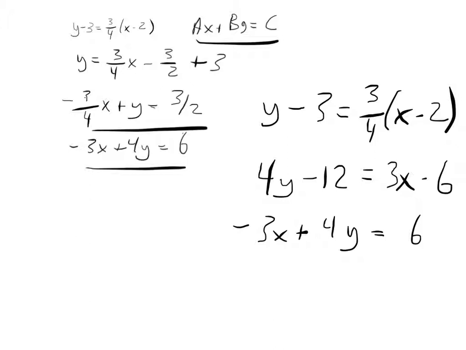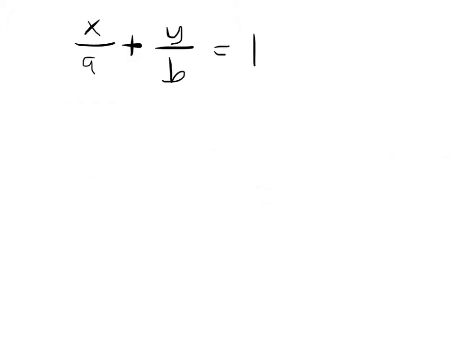And I wind up getting to the same place. Now your text talks about the intercept form for a line. If you can write a line in the form x over a plus y over b equals 1, a and b are going to be the x and y intercepts. And let's think about why that might be true.